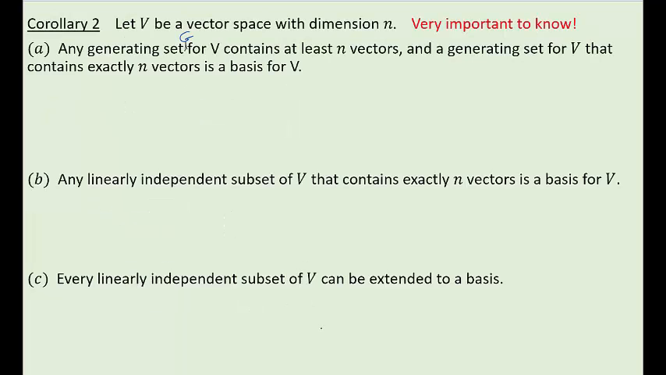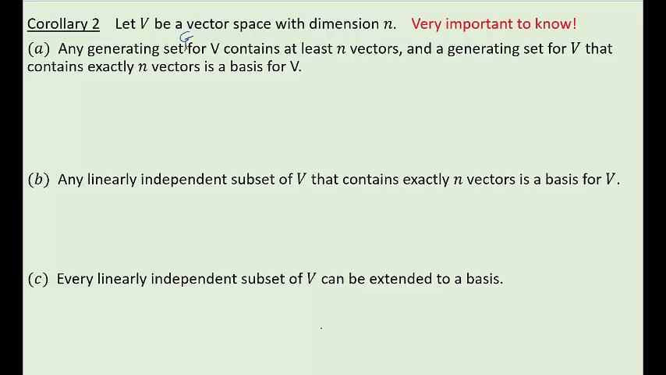So here is the second corollary of the replacement theorem. Let V be a vector space with dimension n. Any generating set G for V contains at least n vectors, and a generating set for V that contains exactly n vectors is a basis for V.